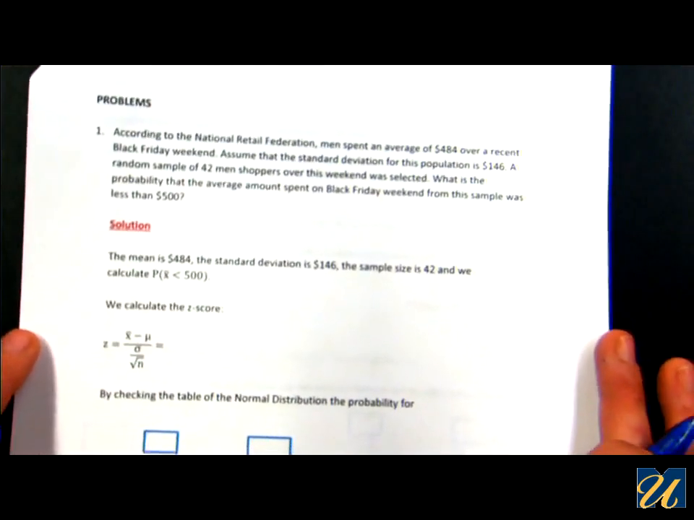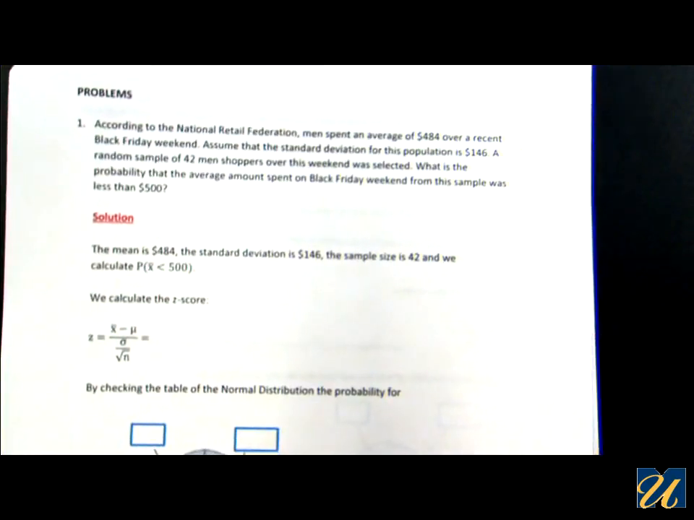Now, let's look at the problems. According to the National Retail Federation, men spend an average of $484 over a recent Black Friday weekend. Assume that the standard deviation for this population is $146. A random sample of 42 men shoppers over this weekend was selected. What is the probability that the average amount spent on Black Friday weekend from this sample was less than $500?